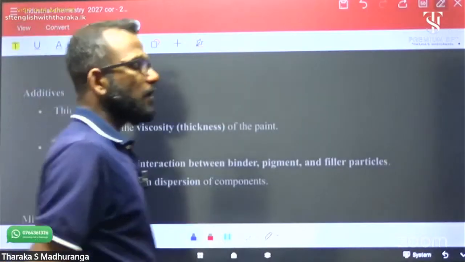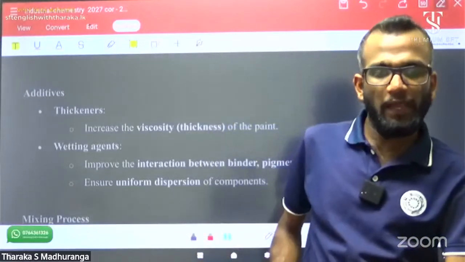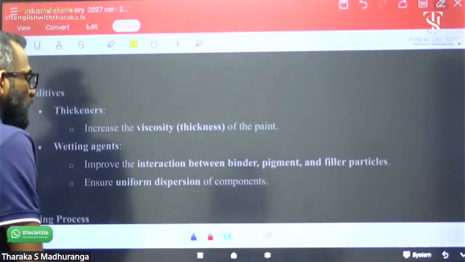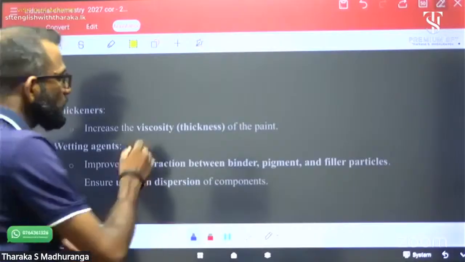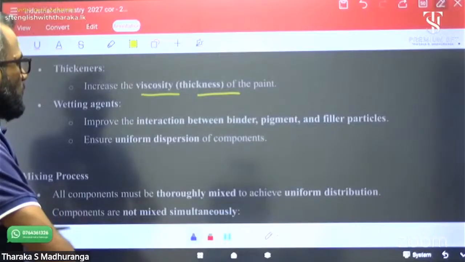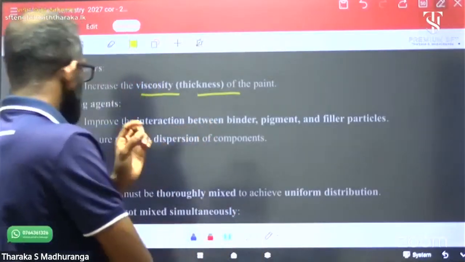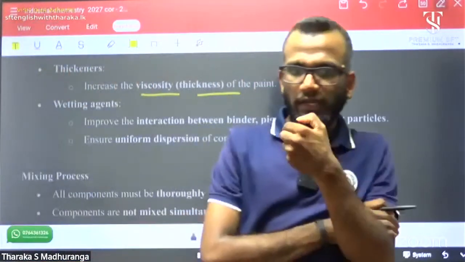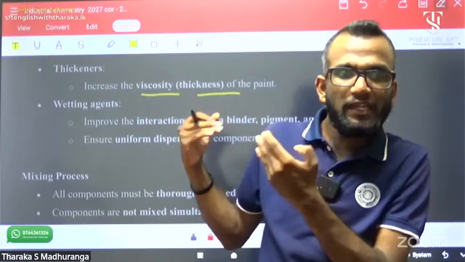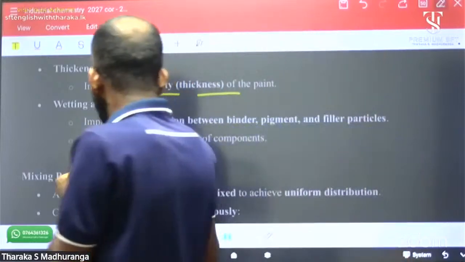Okay. They are the additives, filling agents, calcium carbonate mostly used in paint production, and thickeners are the main additive agents. They increase the viscosity, thickness of the paint, and wetting agents improve the interaction between binder, pigments, and filler. Yeah, they all are additive agents. Additive agents maintain the properties. These thickeners and wetting agents, they all are additives. They maintain the quality. Okay.